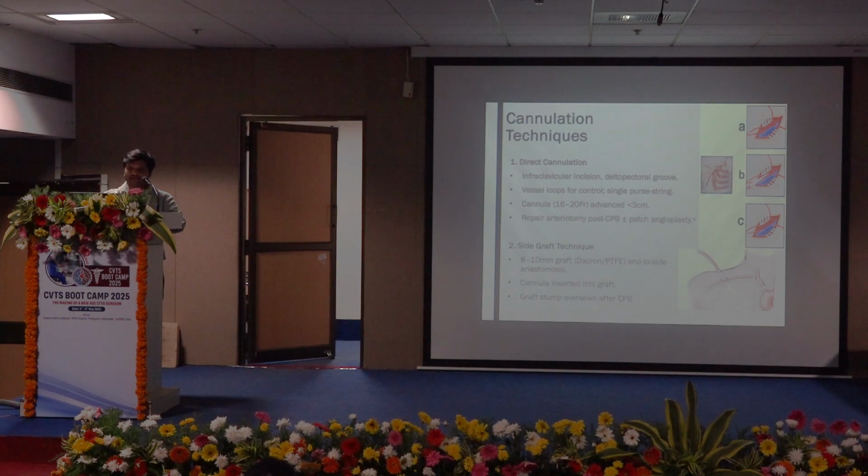Cannulation can be done by direct cannulation or the side graft technique. An infraclavicular incision is given and the deltopectoral groove is dissected. The vessel is looped for control, a single purse string suture is taken, a stab incision is given, and a 16 to 20 French cannula is inserted for less than 3 centimeters. Post decannulation repair is done by patch angioplasty or direct closure.